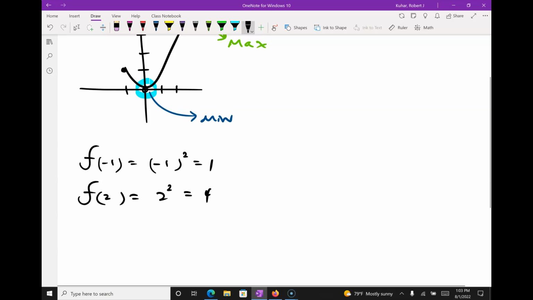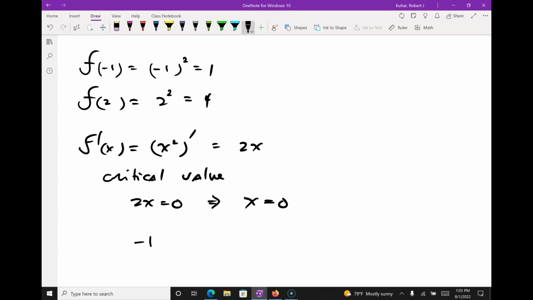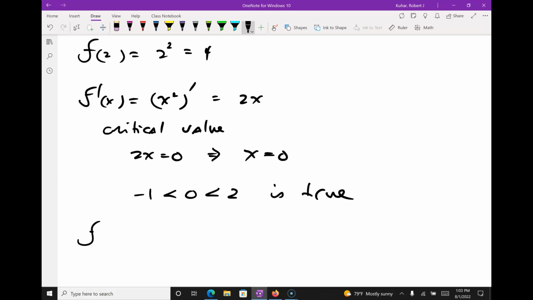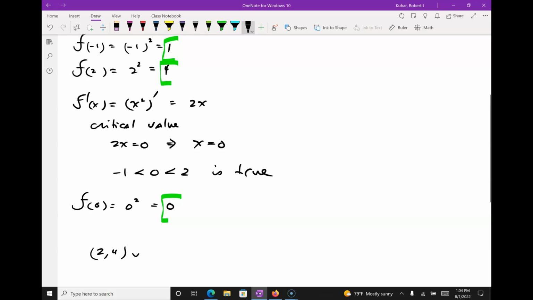But I already know the answer from the graph. I have to find f prime, which is the derivative of x squared, which is 2x. I have to find the critical value. That's when 2x equals 0. So x equals 0. And now I have to make sure that 0 is between my endpoints. Is that true? Yes. So now I find f of 0, which is 0 squared, which is 0. So I'm about to make my conclusion, and I notice that I got a height of 1, a height of 4, and a height of 0. Which one is the highest one? 4. So 2 comma 4 is the absolute max. And 0 comma 0 is the absolute min. Easy, right?